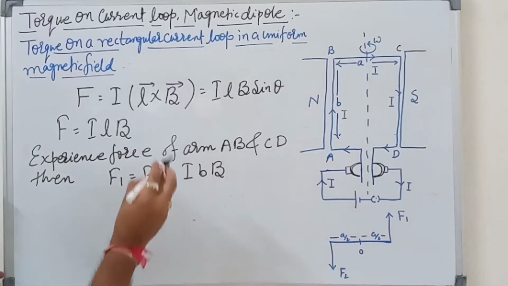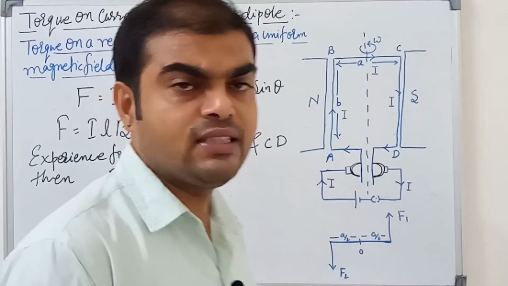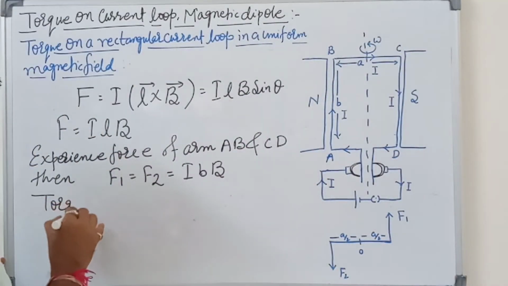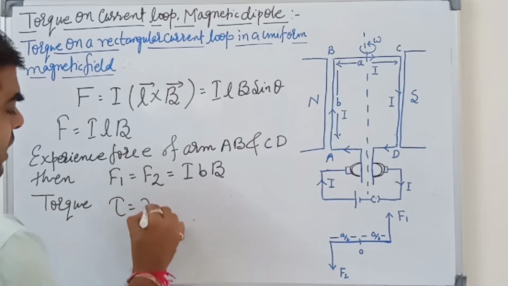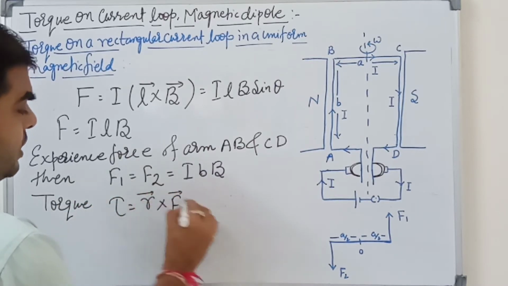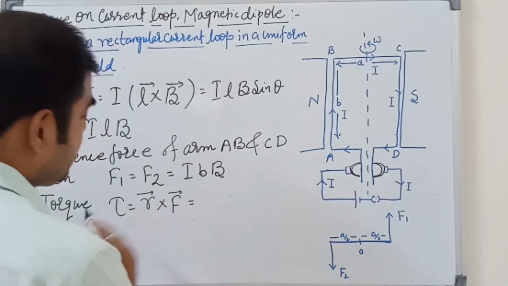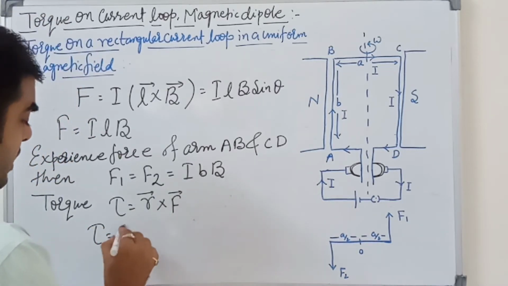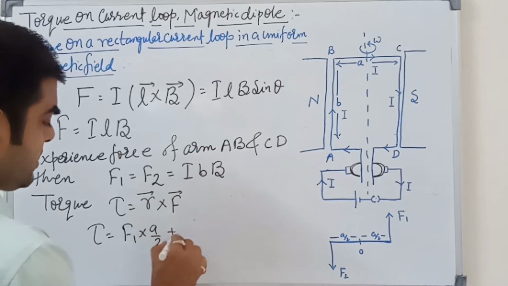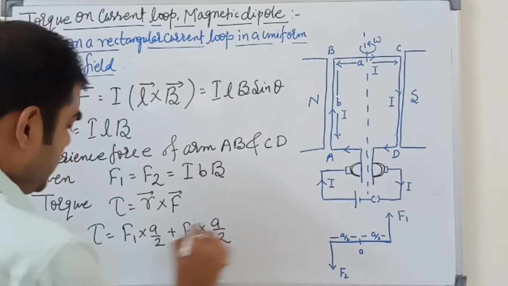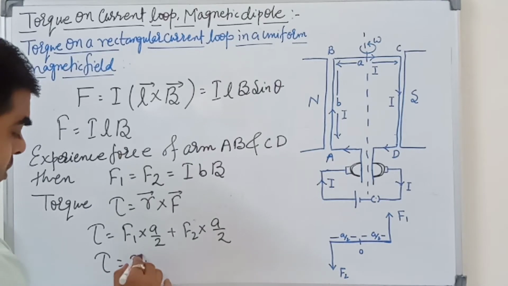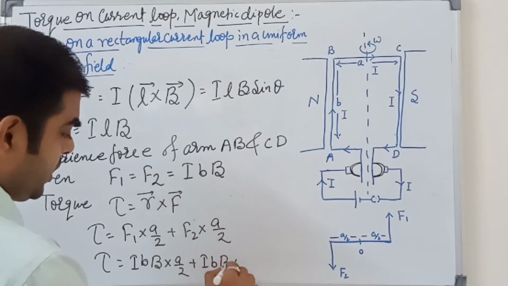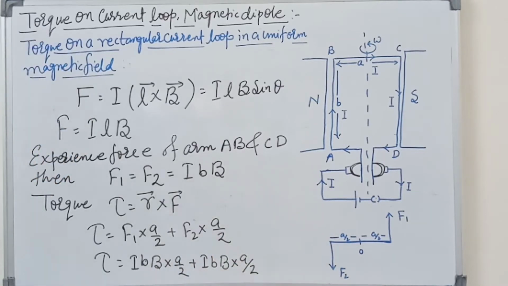Now the second point: the rectangular coil is rotated with angular velocity omega. So now a torque is created, and torque tau is equal to r cross F, a very clear point. So here the distance r is a by 2. Okay, so tau is equal to F1 into a by 2 plus F2 into a by 2. So put the value: tau is equal to IbB into a by 2 plus IbB into a by 2. Okay, so write down, all of you.